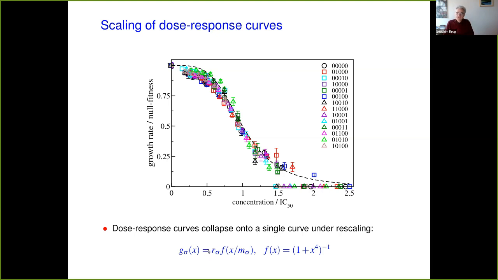This means that each of these strains, which I indicate by sigma, or these combinations of mutations, can be characterized by just 2 parameters, namely what we call the null fitness, that is the growth rate at 0 concentration, and the scale for the concentration, which we call M sigma. And then there is a universal, common dose response curve that determines the shape. So for each strain, we have these 2 parameters.